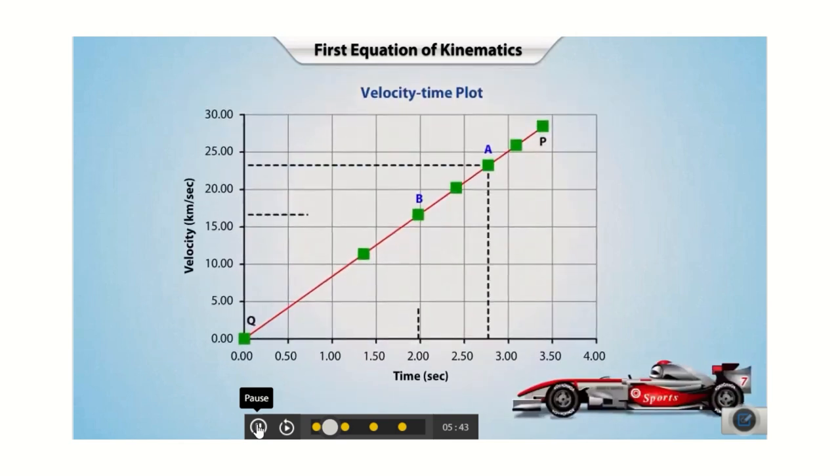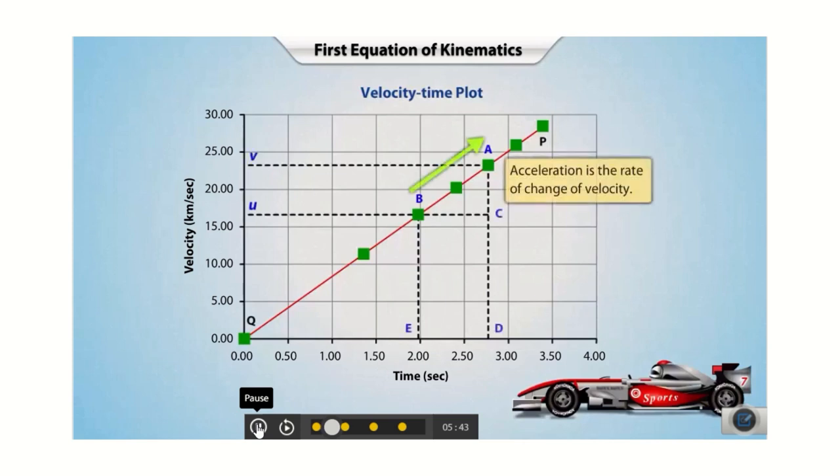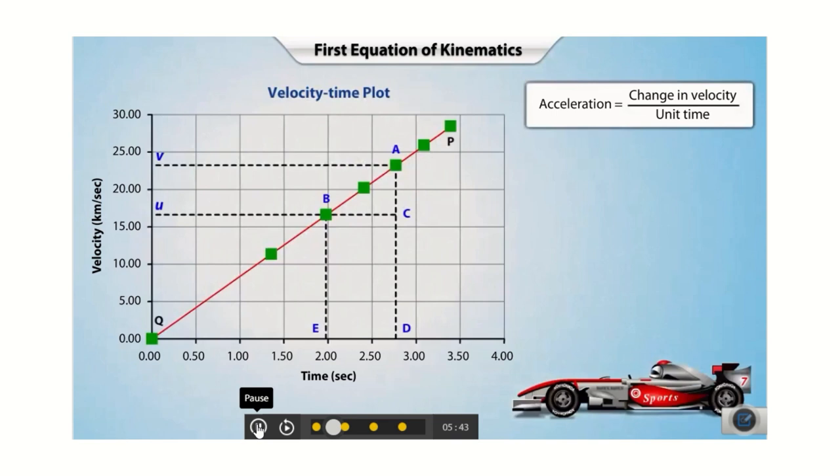We draw parallel lines to the x and y axis through A and B. Let's denote the initial velocity as the letter u and the final velocity as the letter v. Note that the velocity has increased with respect to time. The change in velocity per unit time is defined as acceleration. Let acceleration be denoted as a and time as t.